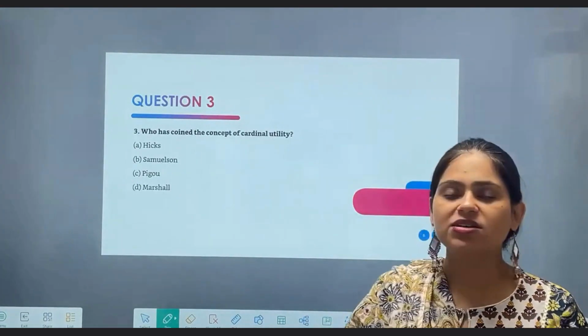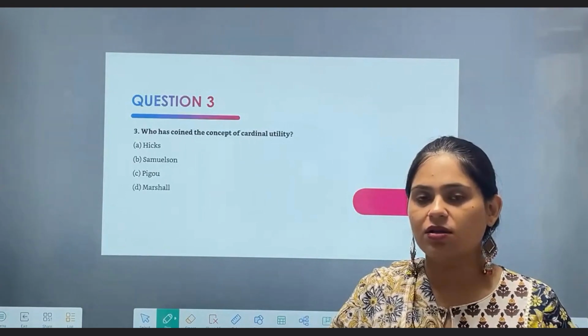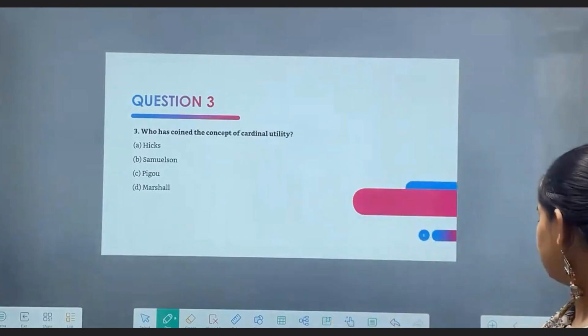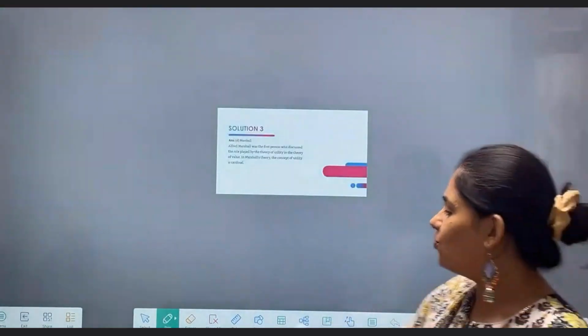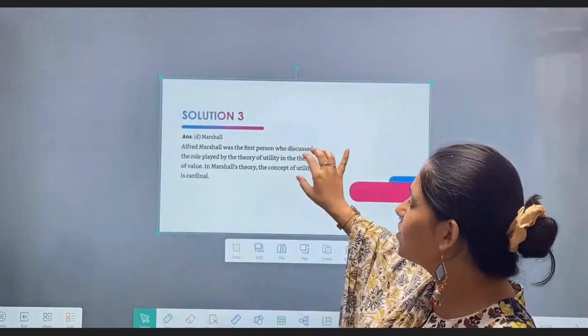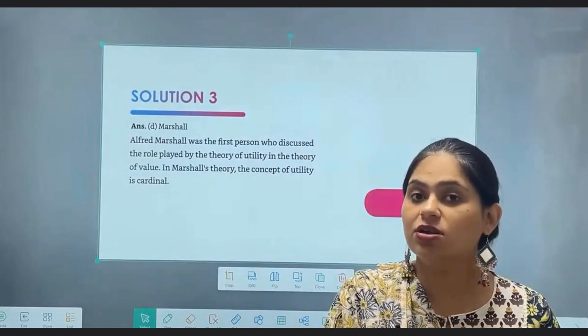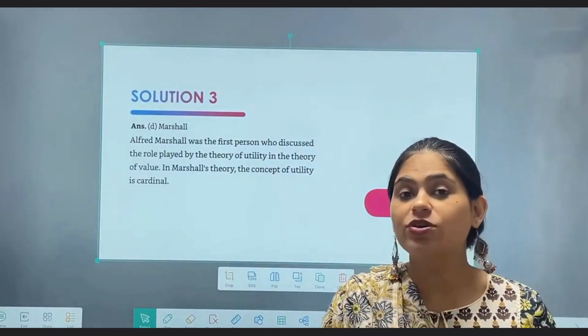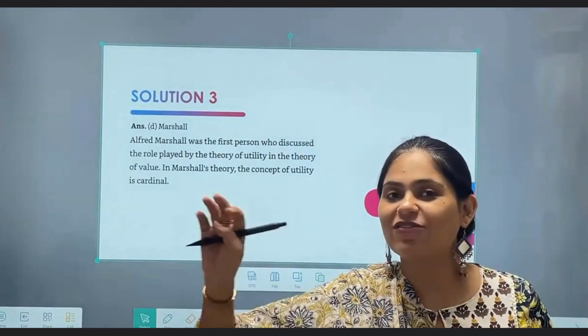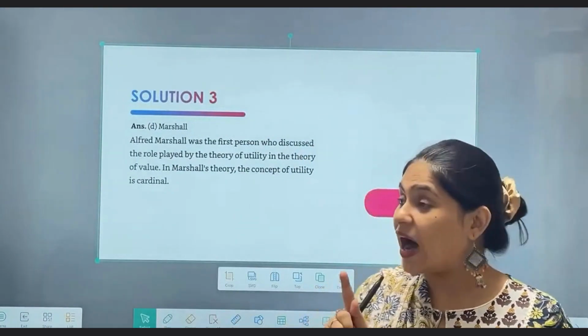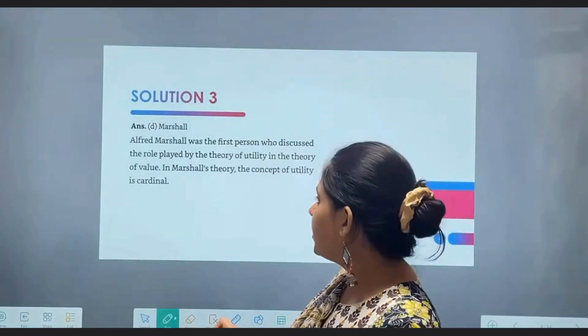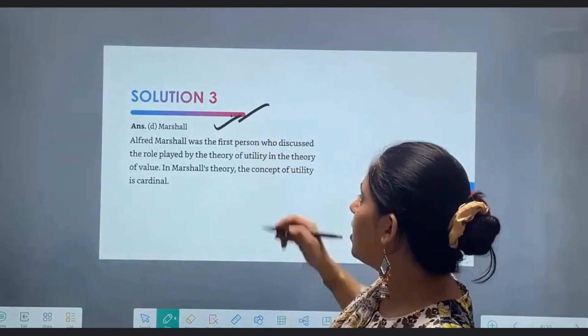You're saying Hicks. Let's see. The term cardinal utility was first given by Marshall. Remember, I am not asking who derived the indifference curve, or who derived the ordinal concept. No, cardinality. So remember that cardinal utility was given by Marshall.